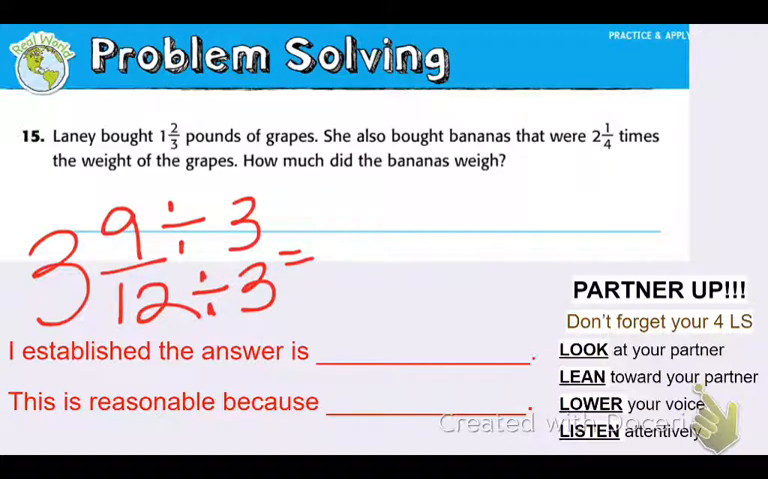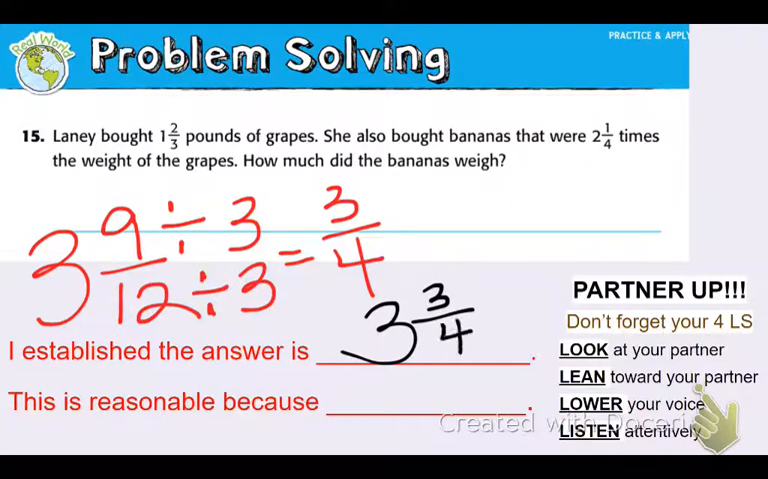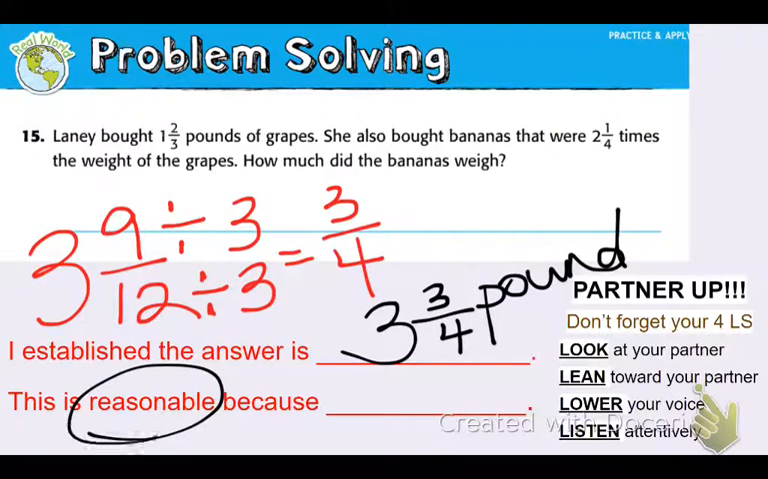9 divided by 3 is 3. 12 divided by 3 is 4. So I established the answer is 3 as a whole number and 3/4. So 3 3/4 of a pound. It's reasonable because I have completely simplified my answer.